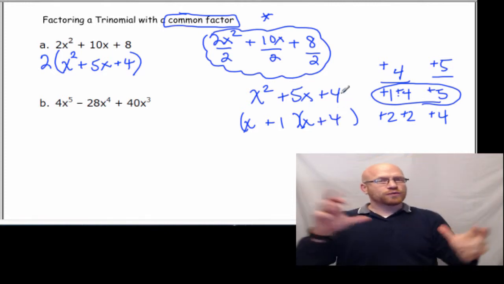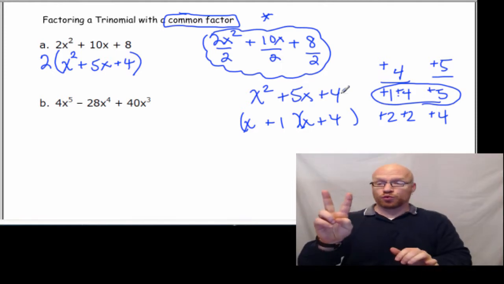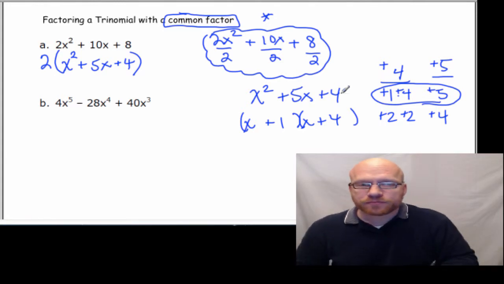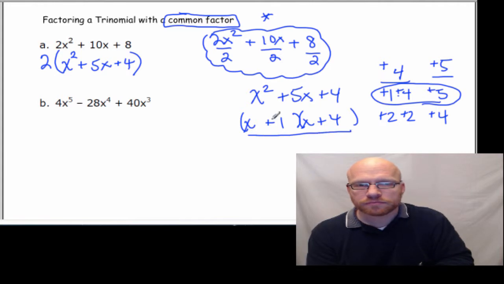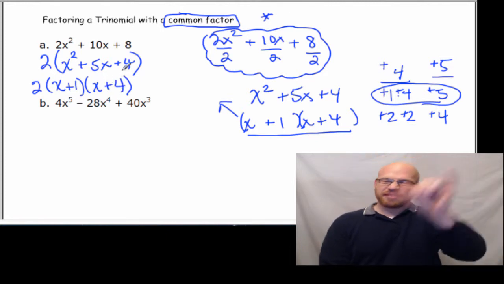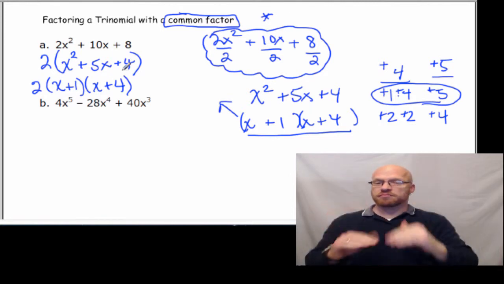So this works out. Now I'm not finished. I have to go back and not forget the 2. The 2 is still there. I haven't gotten rid of the 2. It's 2 with these 2 binomials next to it. You'll see it in a minute. And that's how we work with trinomials with common factors.